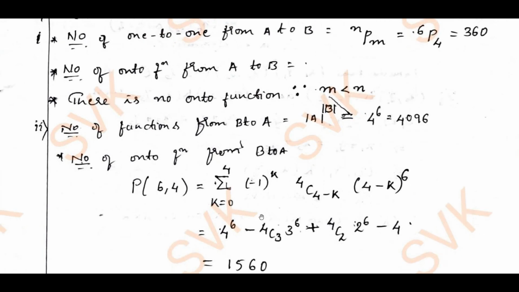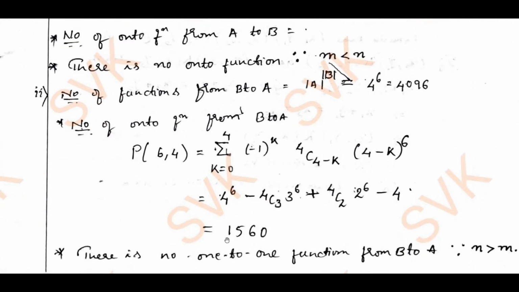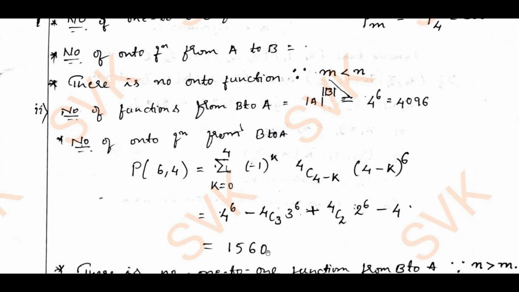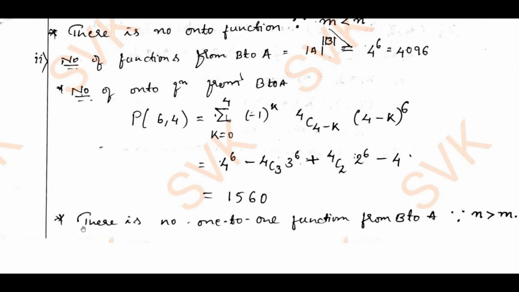Simplifying this using your calculator, you are going to get the answer as 1560. 1560 is the number of onto functions from the set B to A. Now we shall see how many one-to-one functions can be formed from B to A.